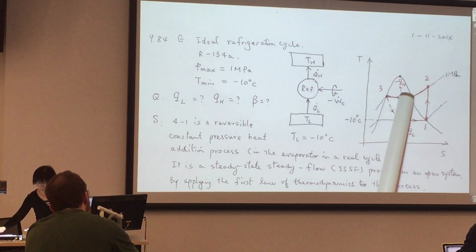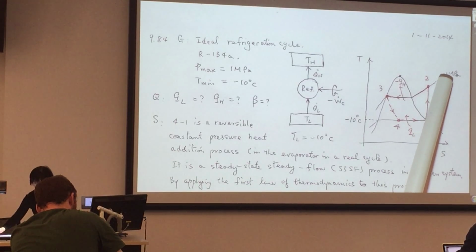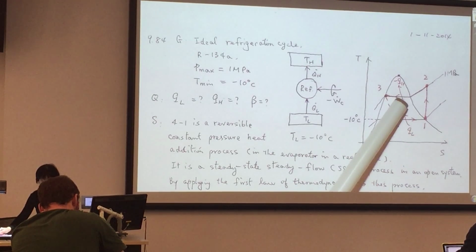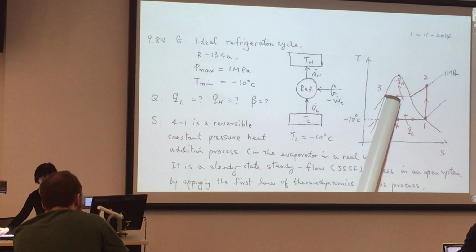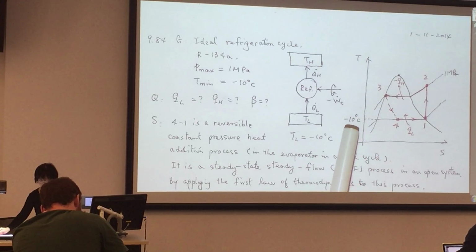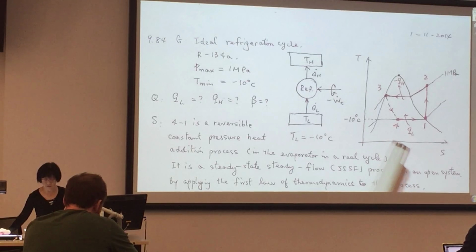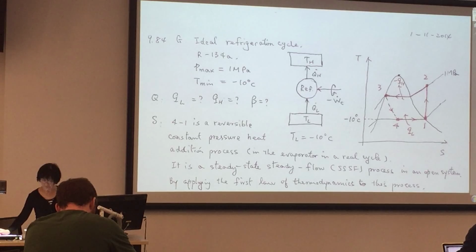Okay, so that's the given conditions I already interpreted with this diagram. Because 2 to 3 is a constant pressure condensing process, along a constant pressure. Actually, there are only two pressure lines. One is condenser pressure, the other one is the evaporator pressure. So it's given the maximum pressure is 1 megapascal, and then it's given the minimum temperature, which is the temperature in the evaporating process. It's a saturation temperature, minus 10 degrees Celsius.